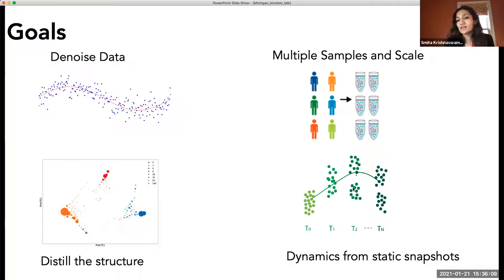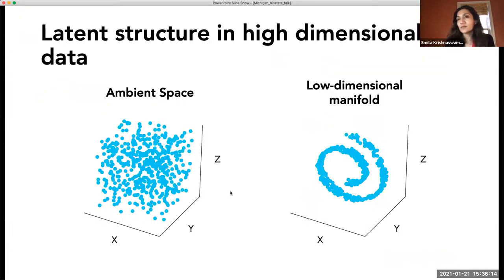Of these, I'll be talking about comparing samples, distilling structure, both at single and multiple resolution, using manifold learning techniques, and understanding dynamics from a new kind of neural network that we're pretty excited about.